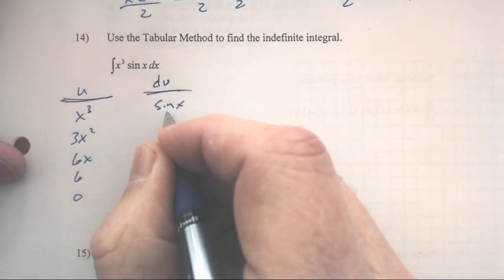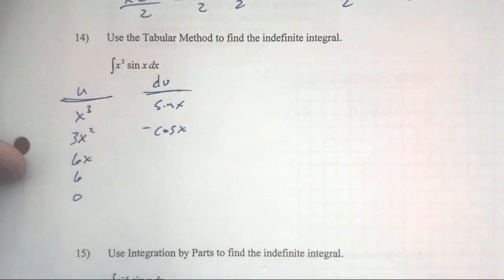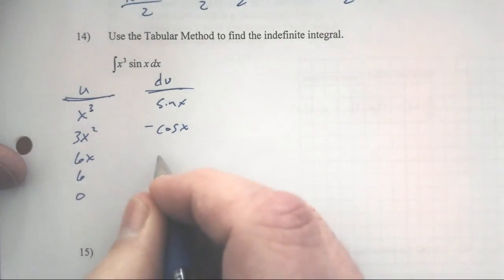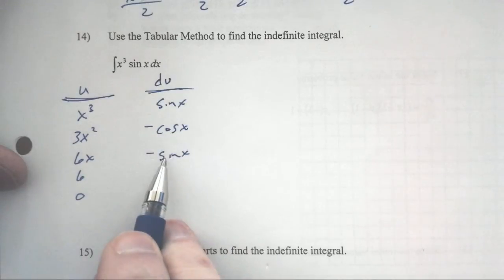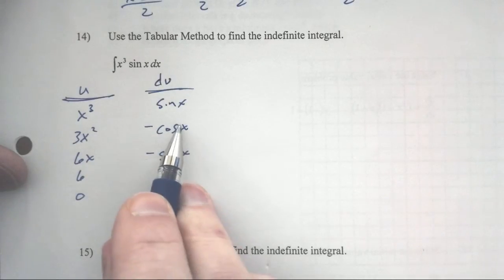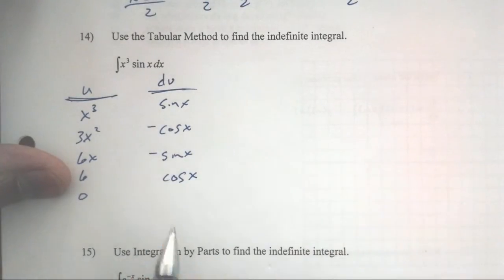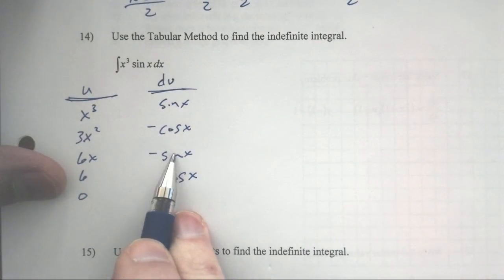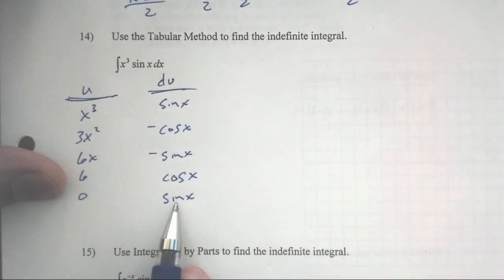We integrate this. The integral of sine wants to be cosine, but the derivative of cosine is negative sine. The integral of cosine wants to be sine. The derivative of negative sine, I always check backwards. Derivative of negative sine is negative cosine. The integral of sine wants to be cosine. Well, the derivative of cosine is negative sine. And the integral of cosine wants to be sine, and the derivative of sine is cosine.